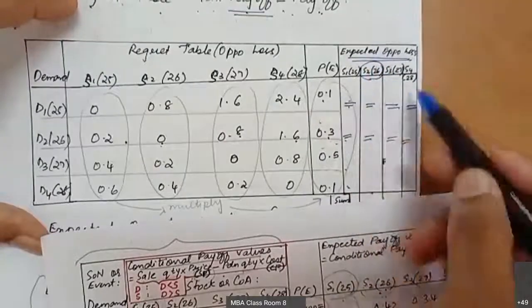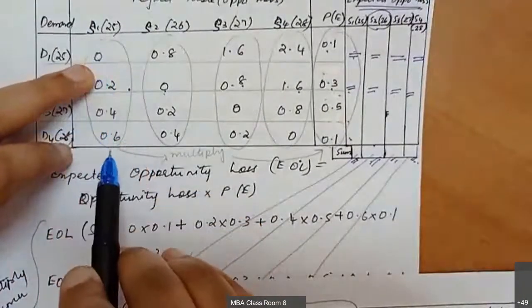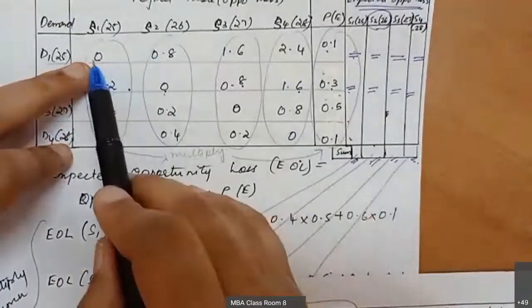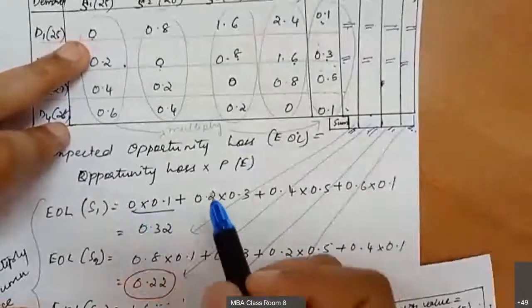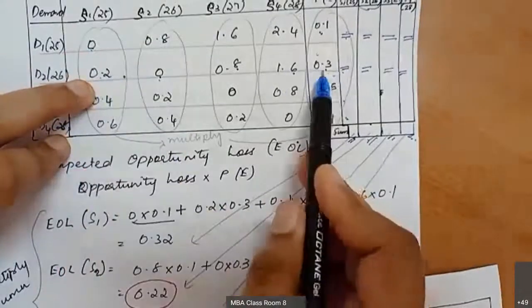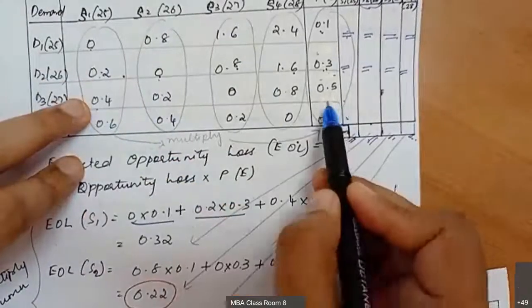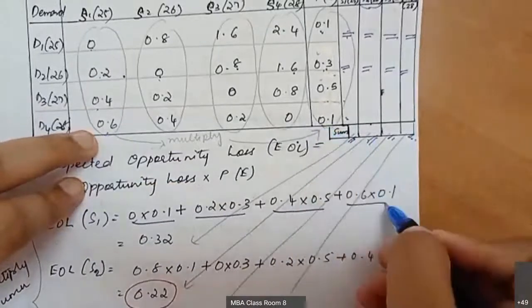I have not drawn the table over here because it is time consuming. Since you have to calculate column wise, I have just taken the entire value down here. Can you see what you have to do? We have to do it column wise. For each strategy, multiply with the probability values column wise. So 0 into 0.1 plus 0.2 into 0.3 plus 0.4 into 0.5 and 0.6 into 0.1.